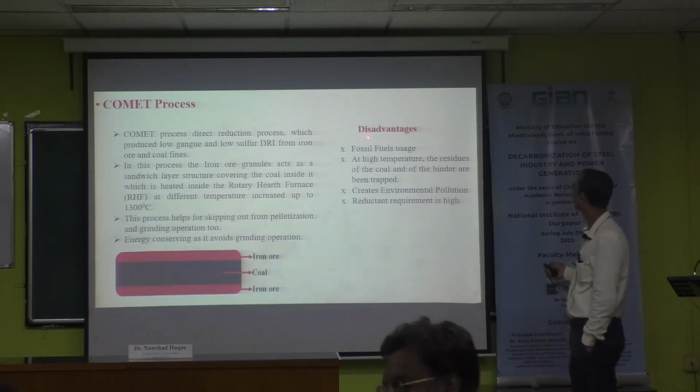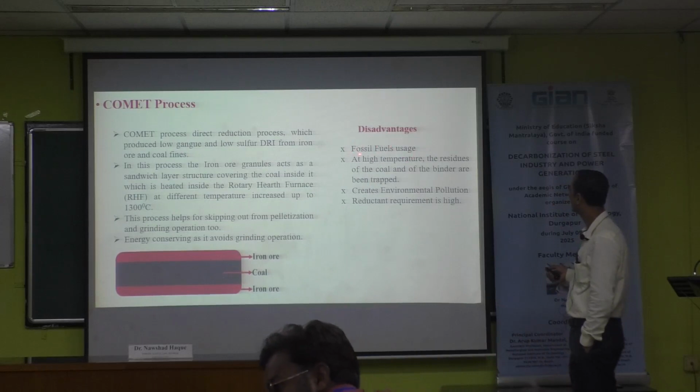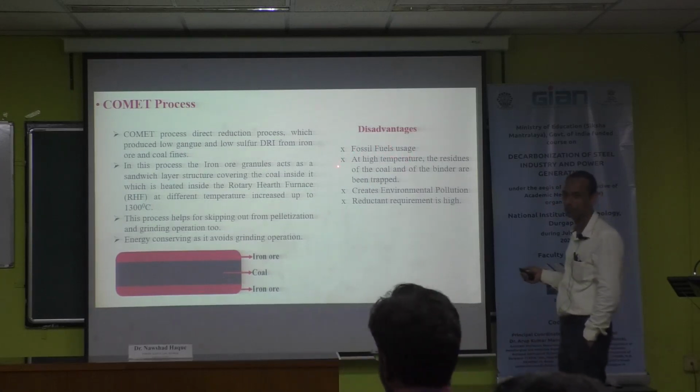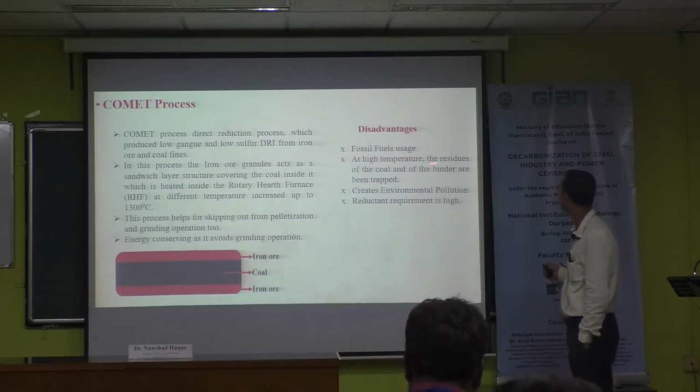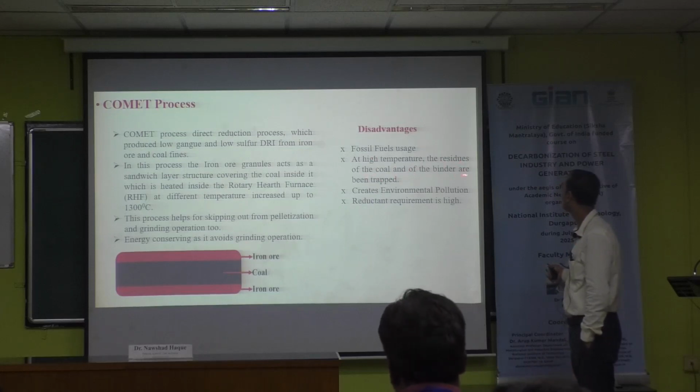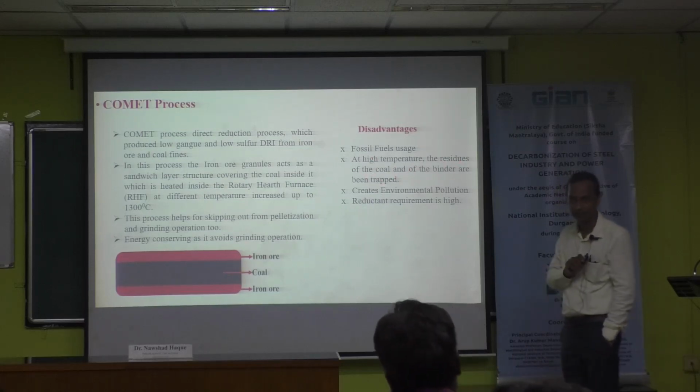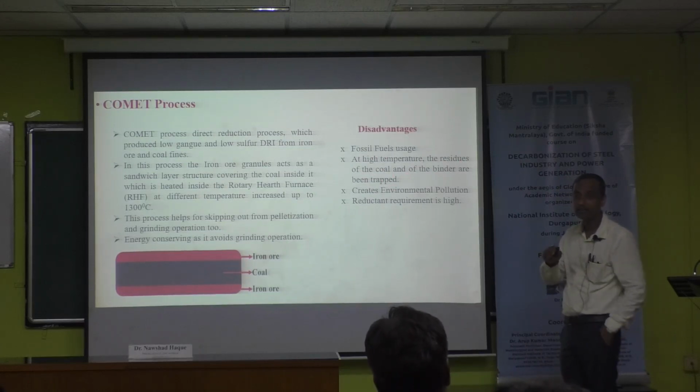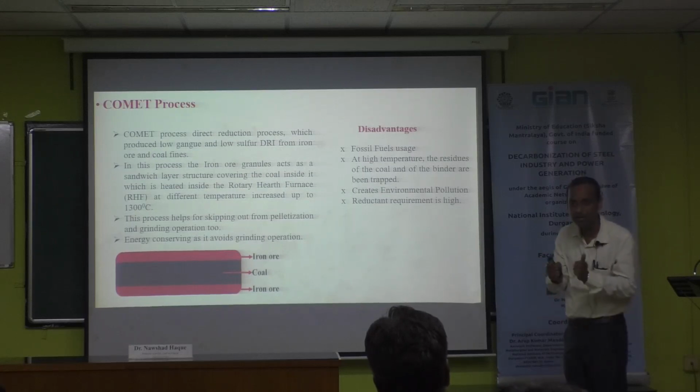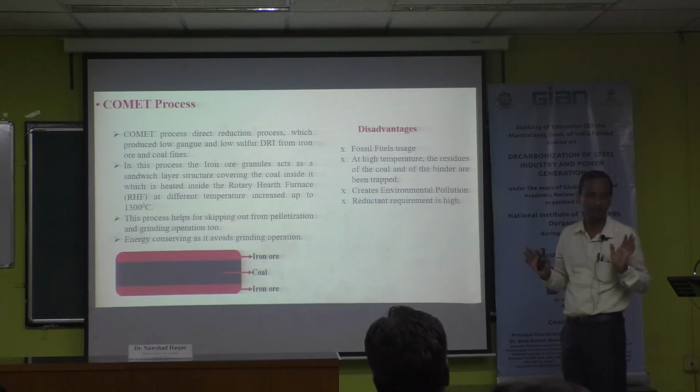So the disadvantage is fossil fuel. Coal based metallization uses fossil fuel. At high temperature, residues of the coal and the binders are trapped. Therefore, at the start I discussed going green by using biomass, but it should be clean also. Clean means less impure air.